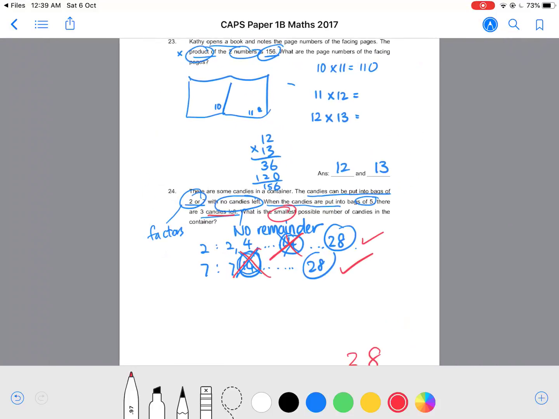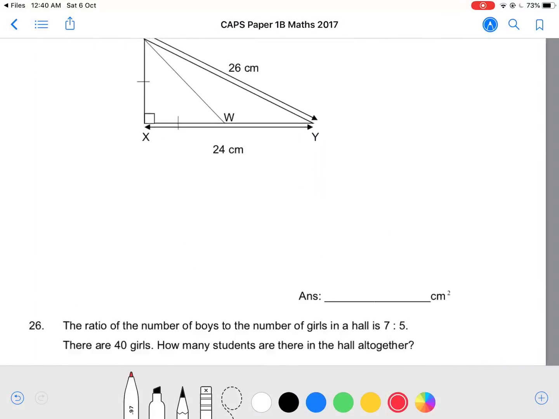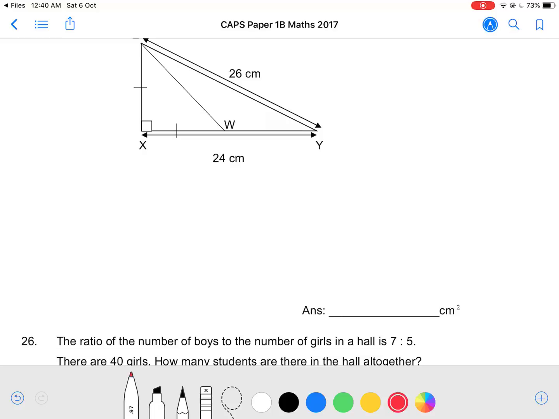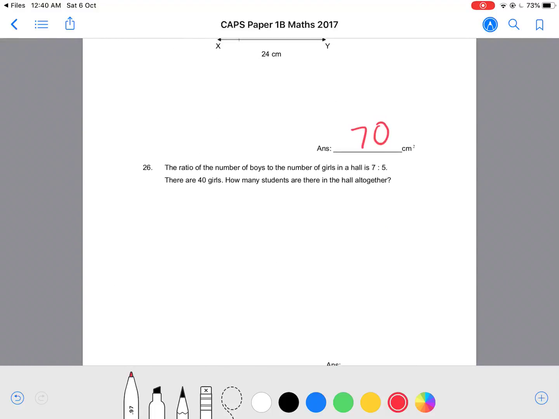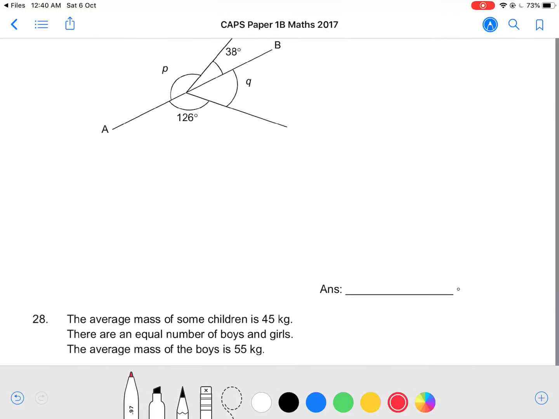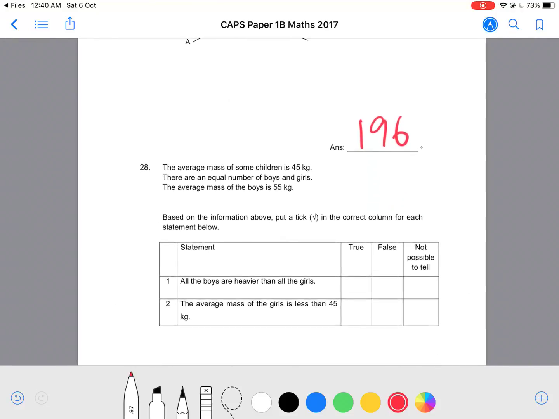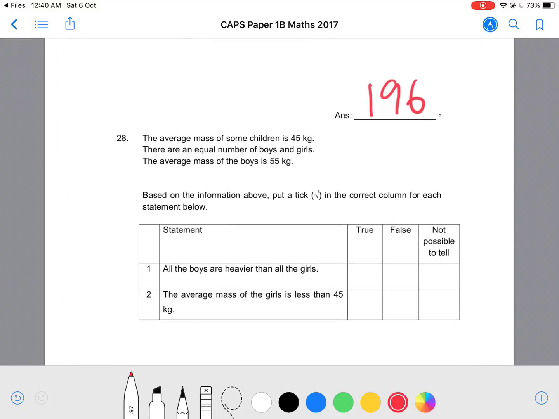Alright, question 25. Question 25 is a pure triangle, 70. Question 26, also easy, answer 96. Question 27 also easy, so I'm not going to go through. 196 is the answer.